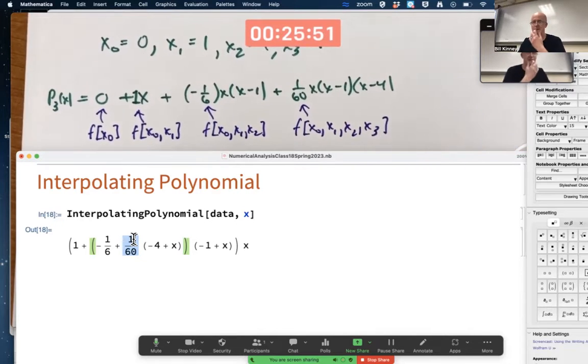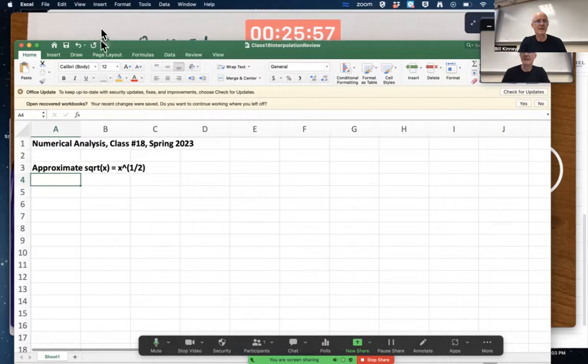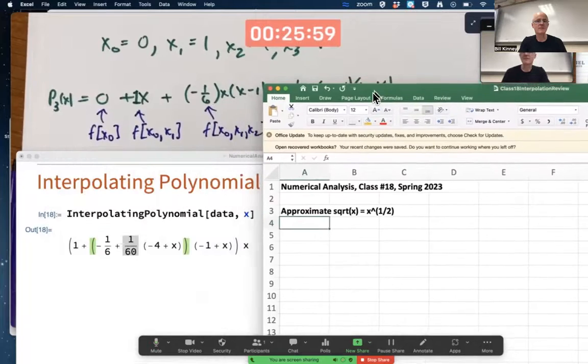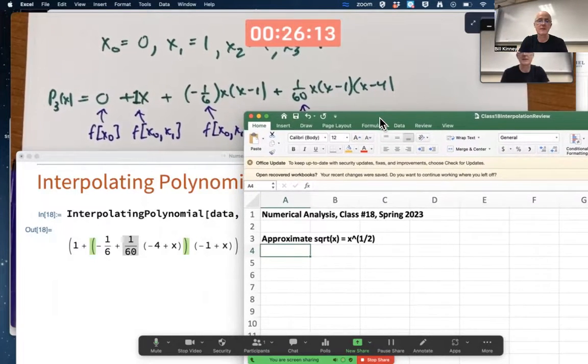Let's confirm this with a spreadsheet. Let's go ahead and make a divided difference table to confirm that these really are the same things as you get with the divided difference table. Along the upper left to middle right diagonal. Not Neville's method, these divided differences here.